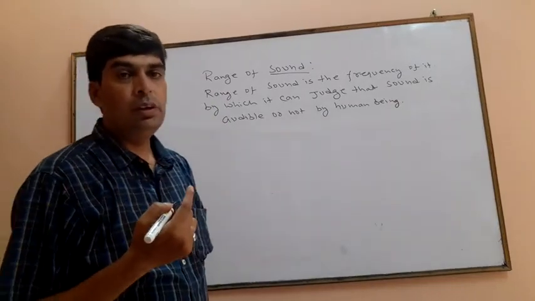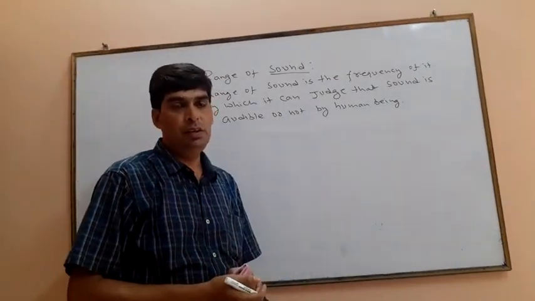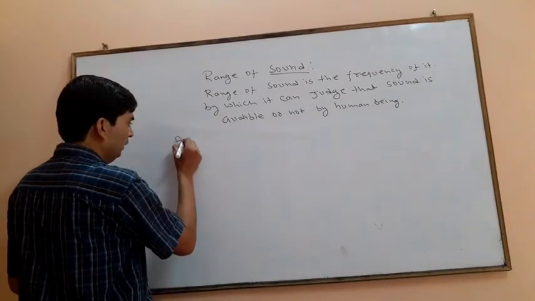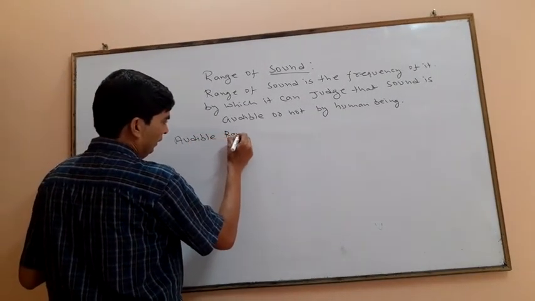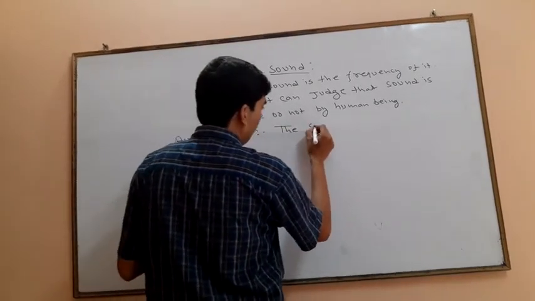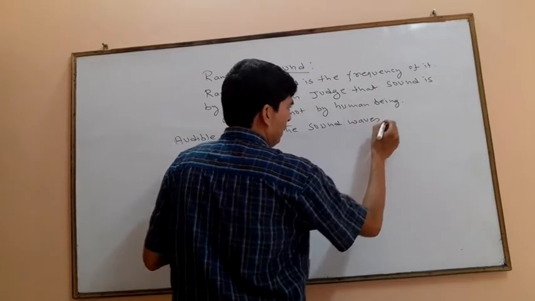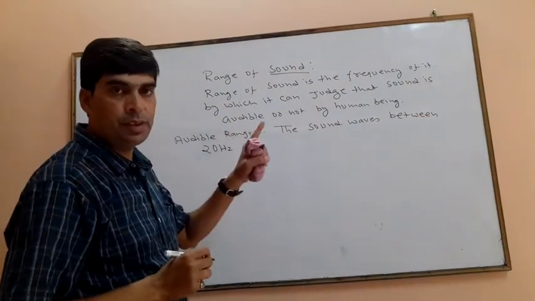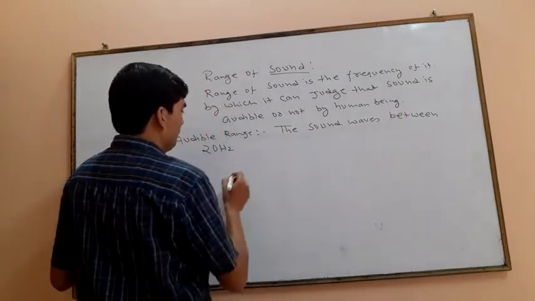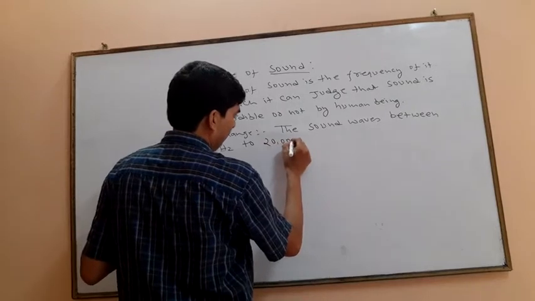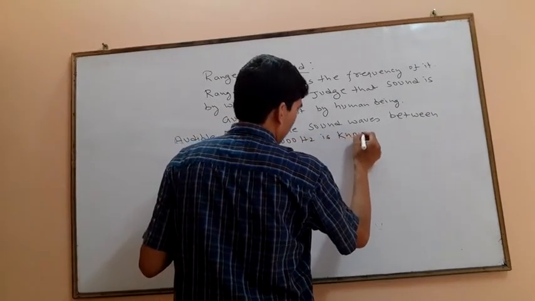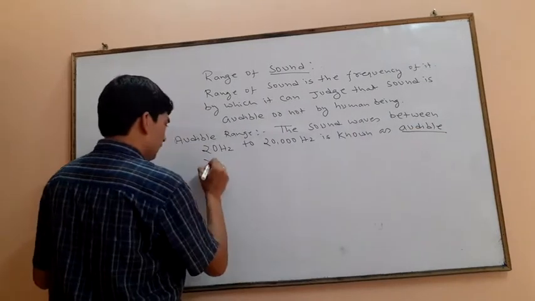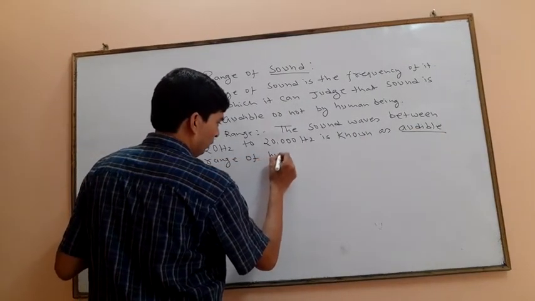I've already told that all range of sound we are not able to listen. The range of sound which you are able to listen is known as audible range. So how do you define audible range? The sound waves between 20 hertz, hertz is the SI unit of frequency we have discussed in our previous video, to 20,000 hertz is known as audible range of human being.